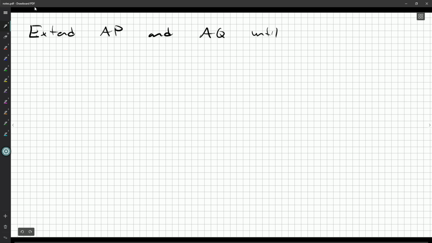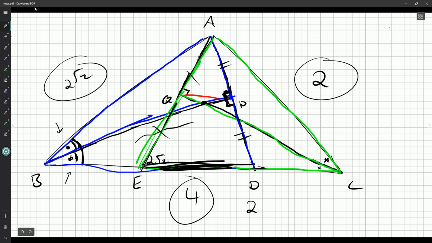So I have a plan of attack. This one looks a little nicer than using cosine law. Not that you couldn't use cosine law, but without a calculator, I think it would be a bit of a pain. But let's say something like this. Extend AP and AQ until they meet BC at D and E respectively, which is what I have over here.